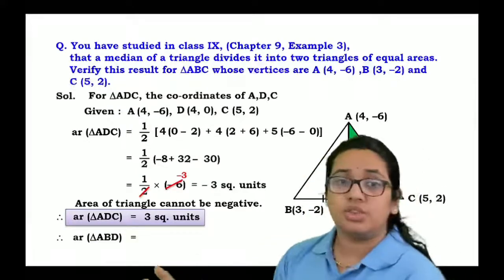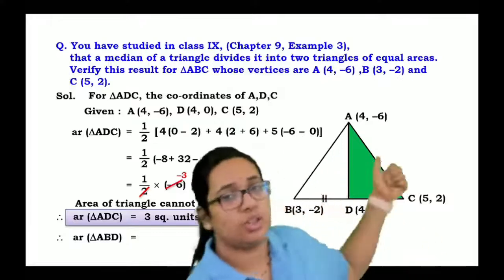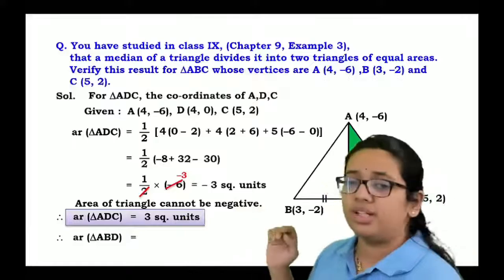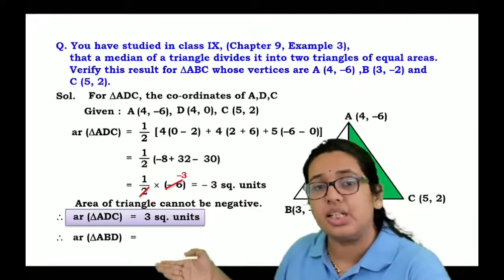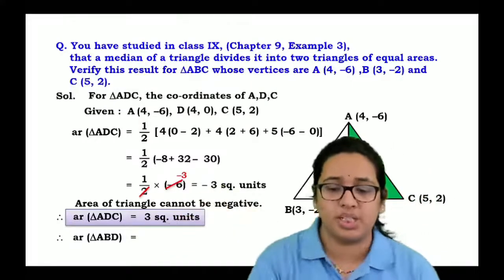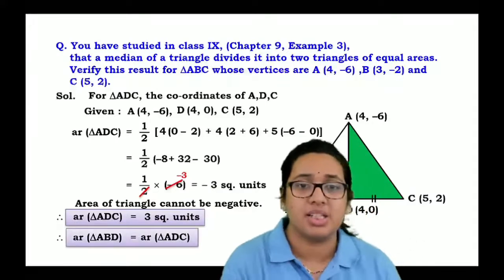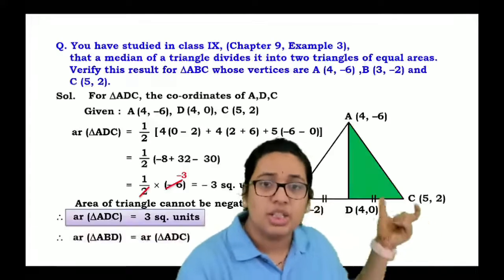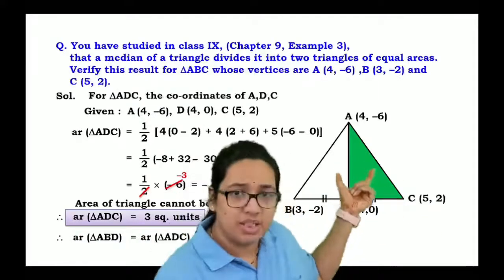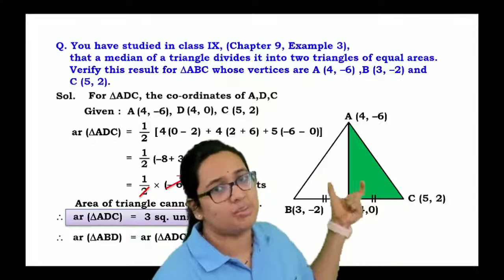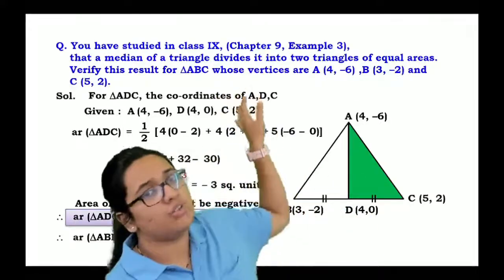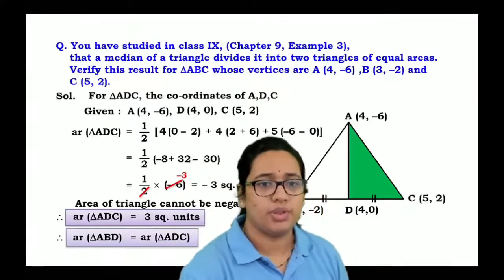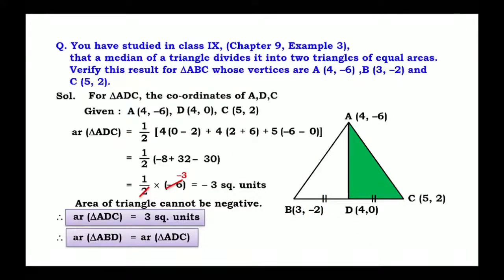Up to this point, we first found the area of the triangle ABD, which you got as 3 square units. Now we have found the area of the triangle ADC, which again you got as 3 square units. So we can say that because of the median, the two triangles you are getting will be of the same area. Hence we have verified the required result. If you want to take a screenshot, please do it.